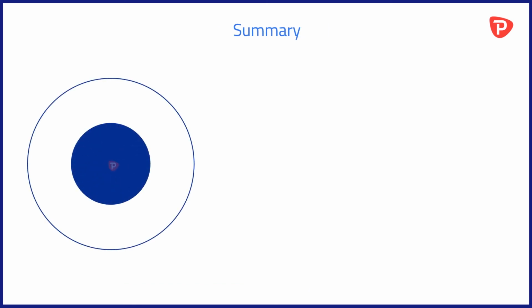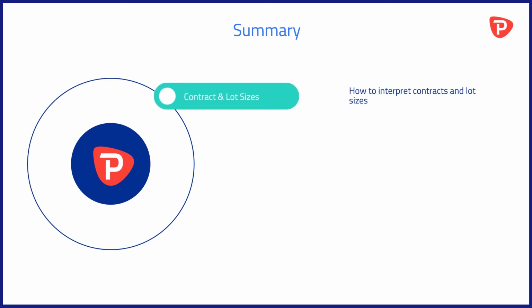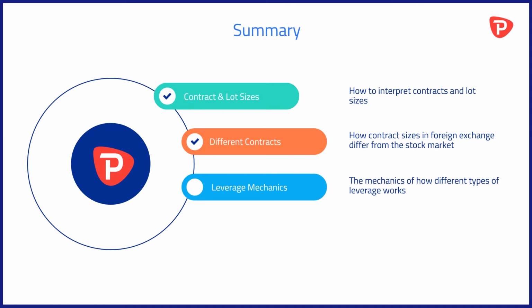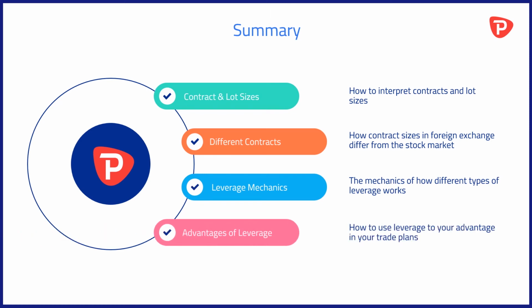In this lesson, we have learned how to interpret contract and lot sizes. We have learned how contract sizes in foreign exchange differ from the stock market. We have learned how the mechanics of leverage works. And finally, we learned how you can use leverage to your advantage. This concludes section 3 of Psychology and Risk Management.